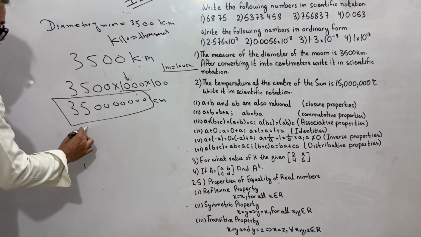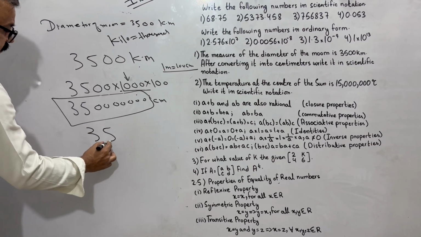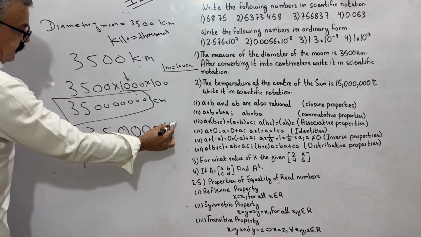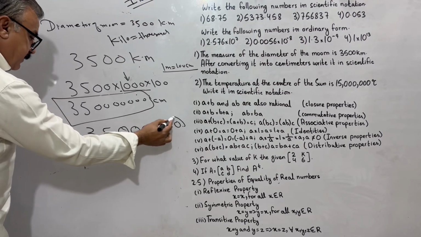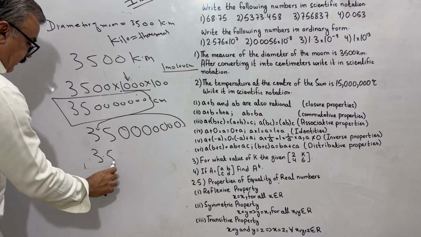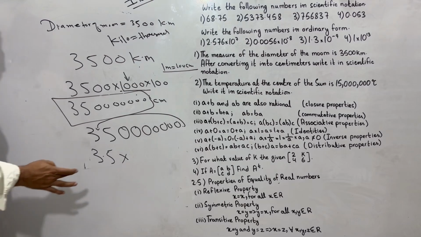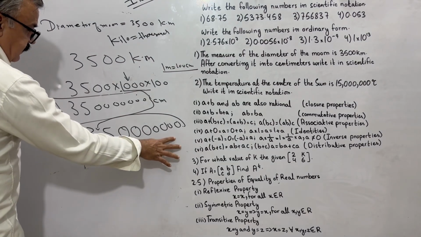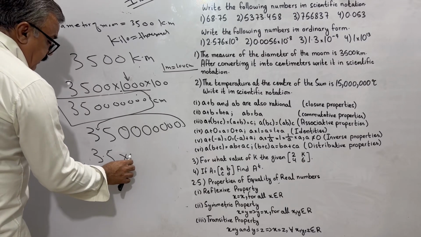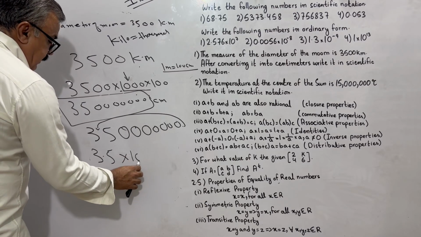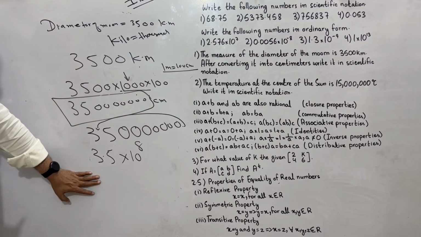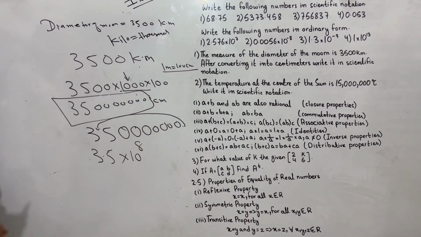Now we have to write in scientific notation. We have to place the decimal after the first non-zero digit. It will become 3.5. How many digits has the decimal traveled? 7 zeros and 1 digit 5, so it will become 8. 10 raised to positive 8. So 3.5 into 10 raised to 8.